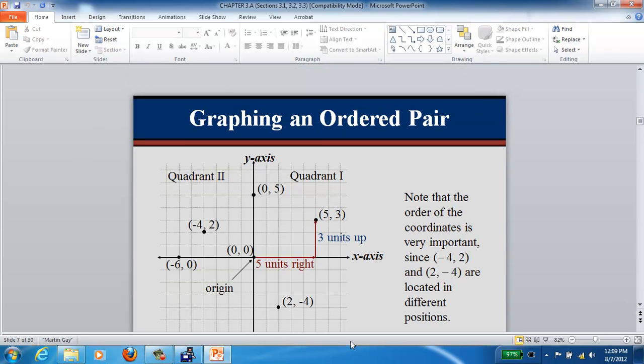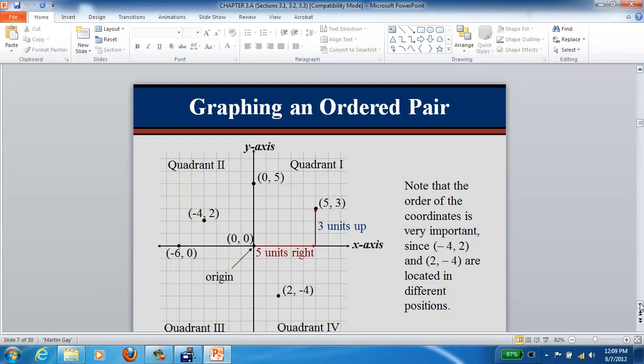Here is your rectangular coordinate system. The origin is the point in the middle, which is (0, 0). This point on your y-axis is (0, 5). This first quadrant is quadrant 1. The second quadrant, to the left, is quadrant 2. Lower left is quadrant 3, and the lower right is quadrant 4. And here (-6, 0), which is a point on your x-axis, is your x-intercept.